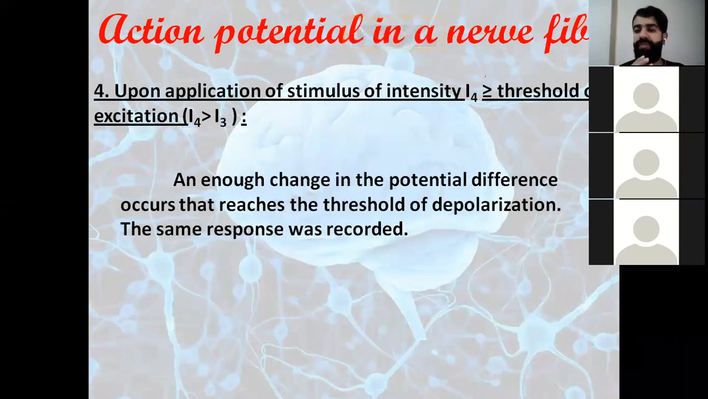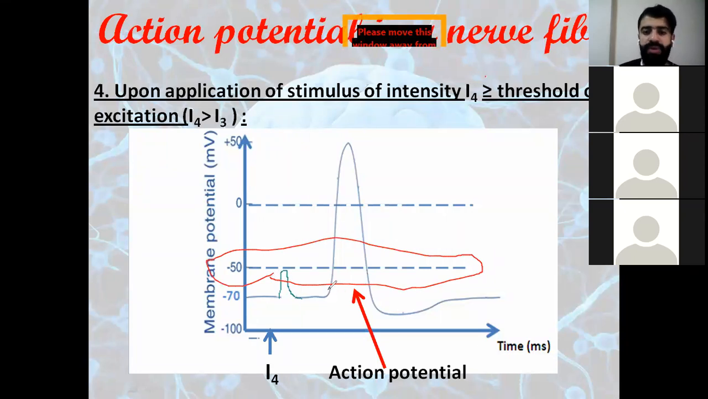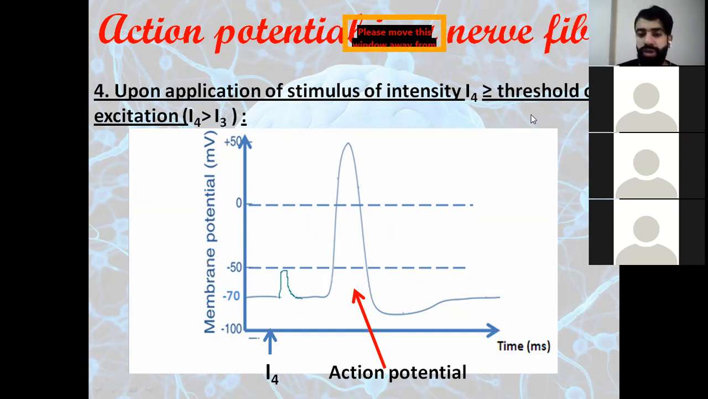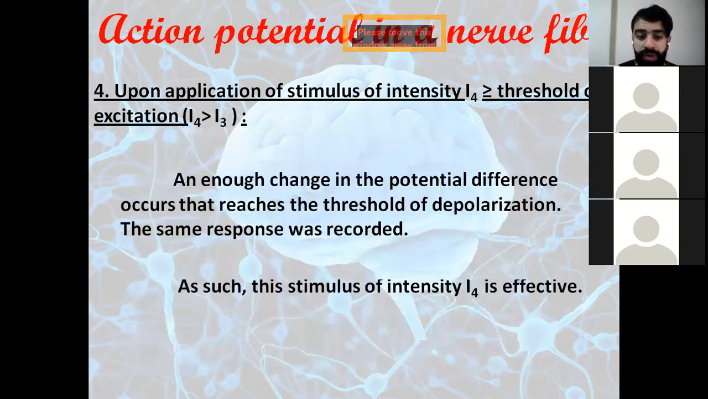So enough of a change in the potential difference occurs that it reaches the threshold. It reached the threshold of depolarization, which in this case is always minus 50 millivolt. So we call this the threshold of depolarization. Once it reaches the threshold, it will fire an action potential. This action potential is going to have a potential difference of 120 millivolt. So as such, this I4 is said to be effective.